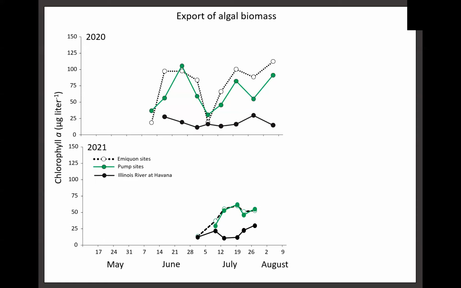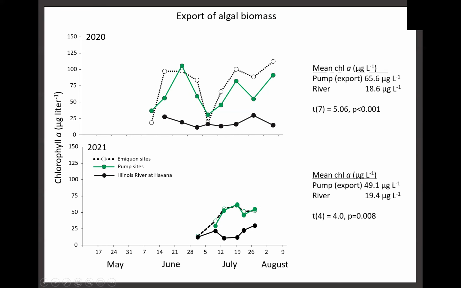A little look at the algal biomass. In both 2020 and 2021, algal biomass exported to the river, which is shown in green, very much aligned with the average algal biomass that was measured across the sampling sites within the preserve, and that's shown by these open circles. And both of these were consistently higher than those measured from the Illinois River at Havana, shown as those solid circles. We ran a quick t-test on these data and show that the mean algal biomass exported from Emiquon during each of the drawdowns was significantly higher than that in the river.